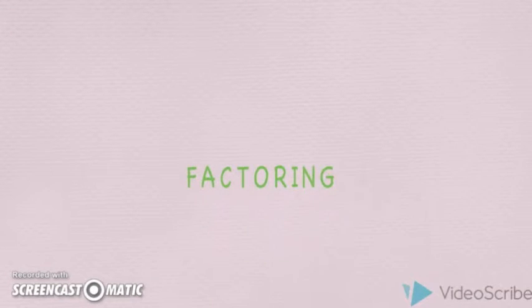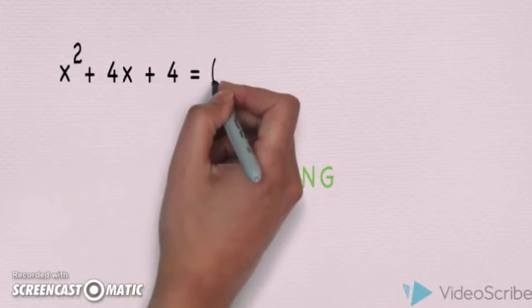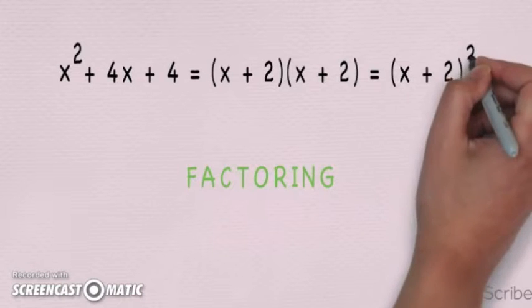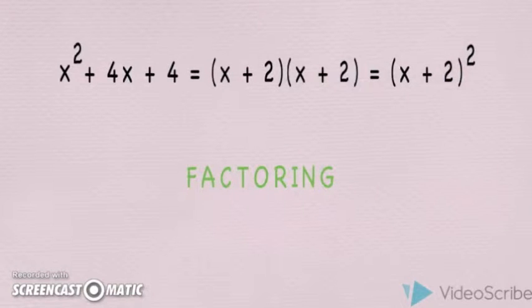So keeping this form in mind, let's think about factoring, specifically with perfect square trinomials, like this one. This is a perfect square trinomial because it can be factored out into a single quantity squared.